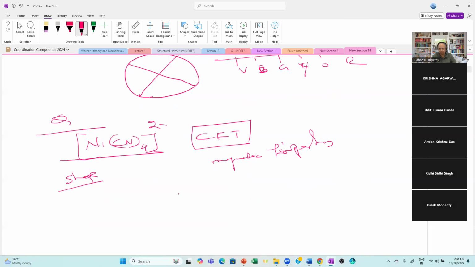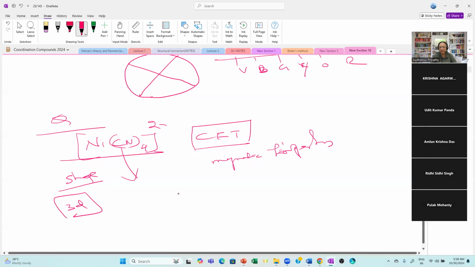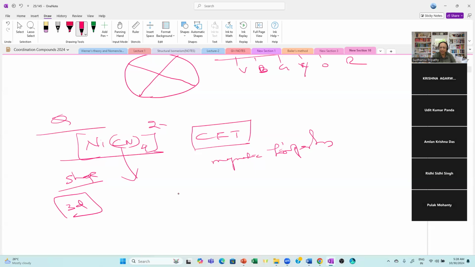Okay. So tell me, since the coordination number is 4, there are two possibilities. Either it will be tetrahedral or square planar. Somebody was saying square planar, Krishna. Yes, it is square planar because it is a 3d metal ion with a strong field ligand. It may be a truncated or a distorted tetrahedral, but mostly it is square planar.